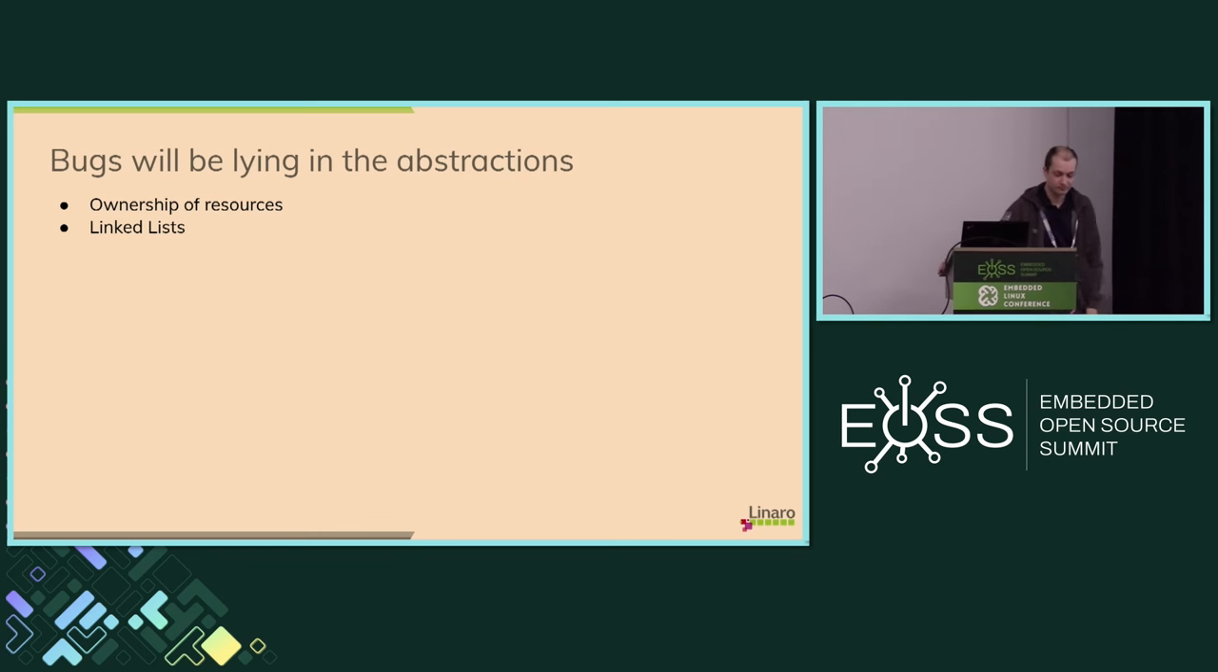From working with Rust, I detected a few ways that will introduce bugs. One is the ownership of resources, because it's very complicated to track the sharing of resources between the Rust side and the C side. For small APIs, it should be okay, but for DRM or things like that, it will be very, very difficult. And the second one is linked lists. Why is that?